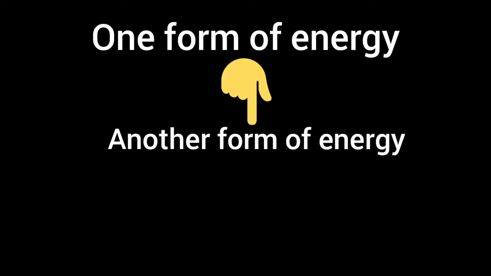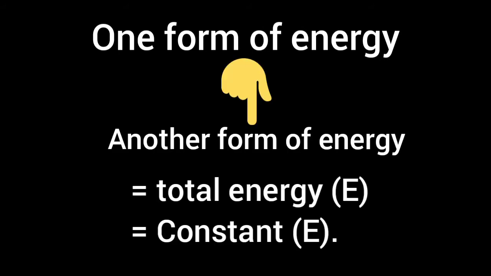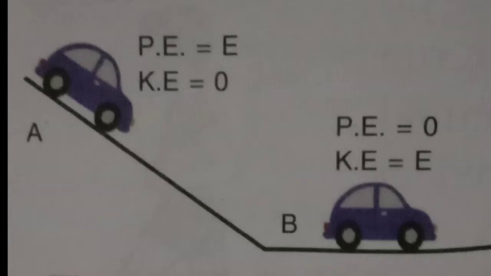Conservation of energy. It tells that the total energy is always conserved in each transformation of energy. When it changes from one form to another form, the total energy is always constant, or the amount of energy is always the same.